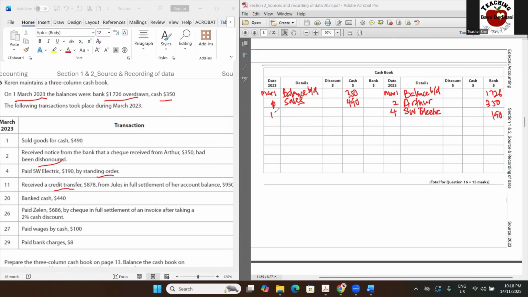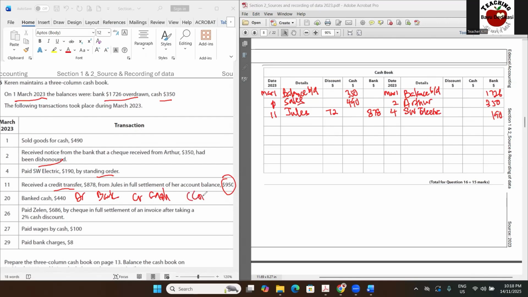Whereas receive a credit transfer, that means you receive money from Jewel. So this one is on the 11th, from Jewel. And the credit transfer amount in the bank is 878. This 878 compared with the total 950 means we get a discount allowed. This discount allowed is 72, 950 minus 878.